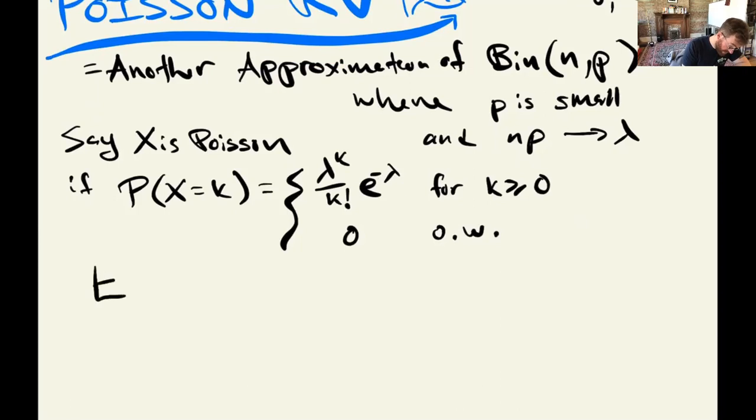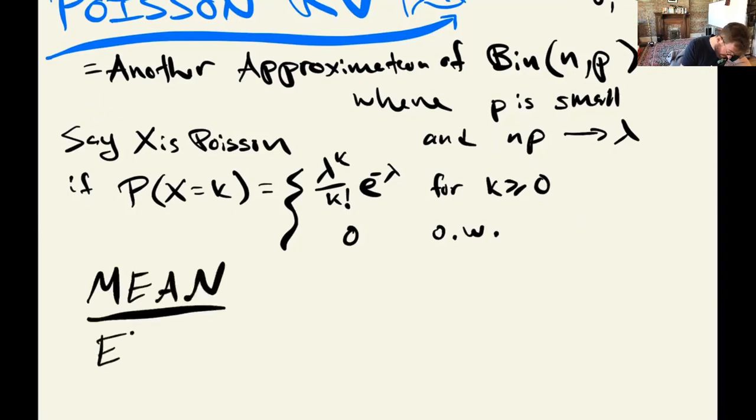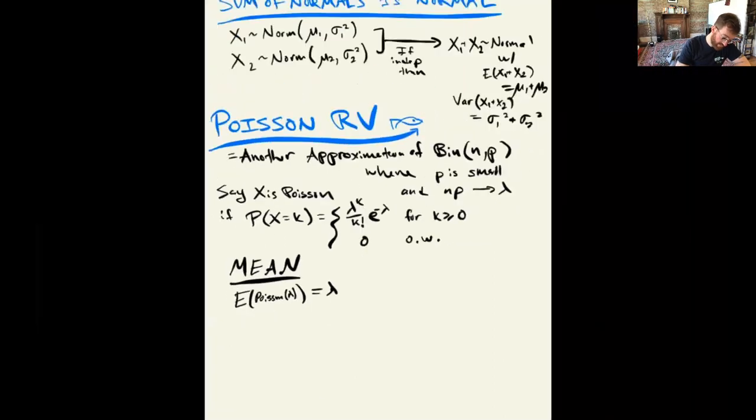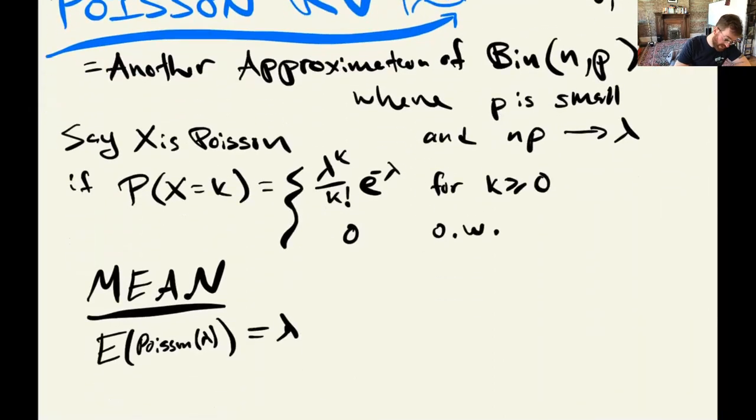So here we have that the mean, the expectation of a Poisson with parameter lambda, is actually just equal to lambda, which kind of makes sense because this is supposed to approximate a binomial whose expectation is n times p, and n times p is what approximates lambda, or I should say lambda is what approximates n times p.